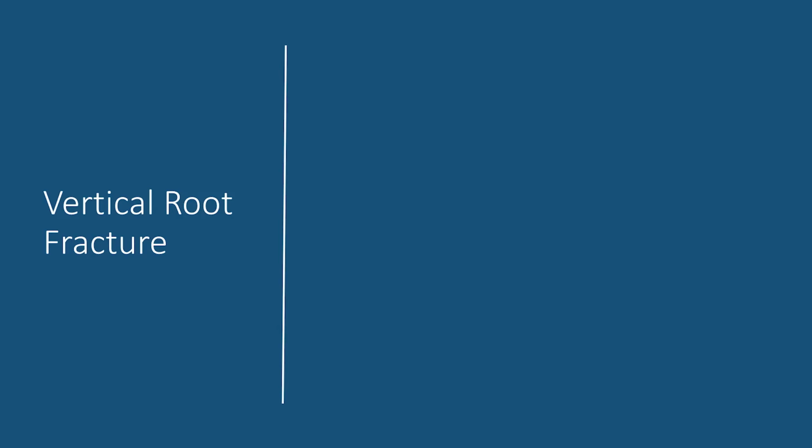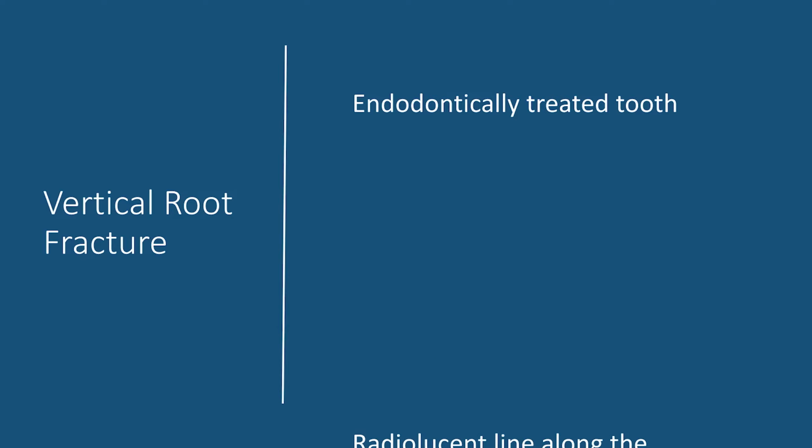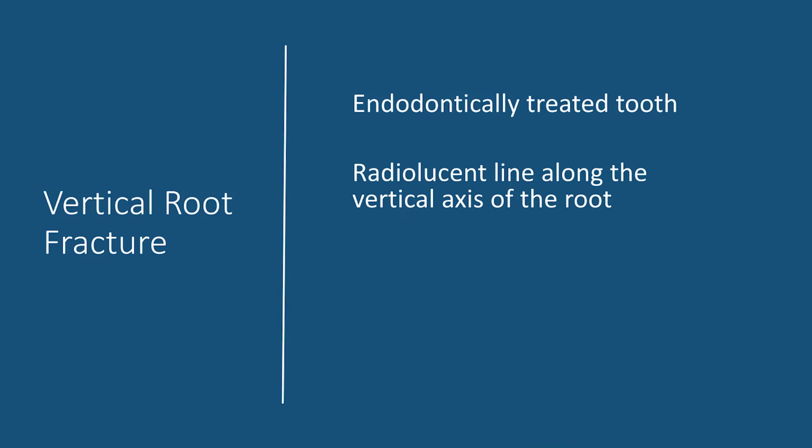Let's review the features of vertical root fracture on a radiograph. A tooth with a vertical root fracture is frequently endodontically treated. You may be able to see a vertical radiolucent line inside the root along the vertical axis of the root. This finding may not be visible in all cases.